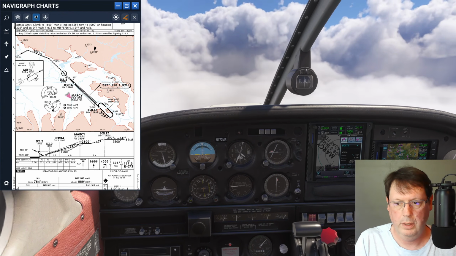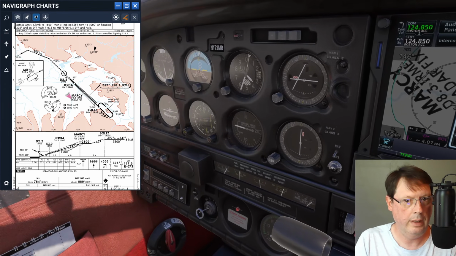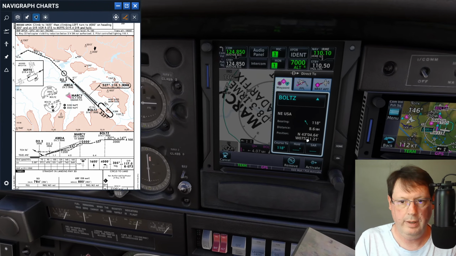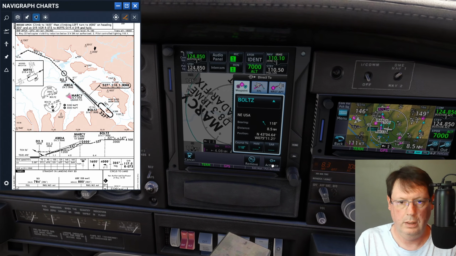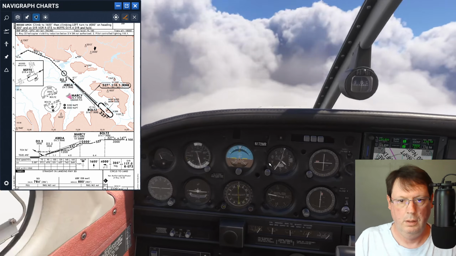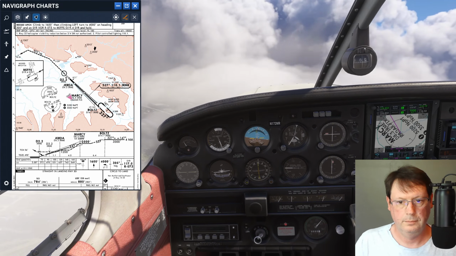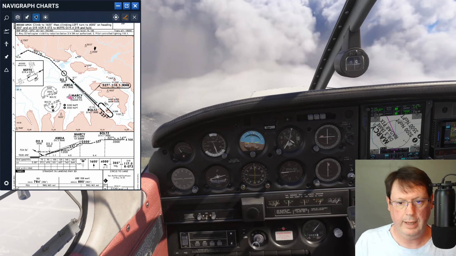Yeah, that's about right. So if you look, I want to enter the hold at about 117, and direct to Bolts right now is 118. So let's do it. And we're going to turn left to 118. And now the approach should be active.